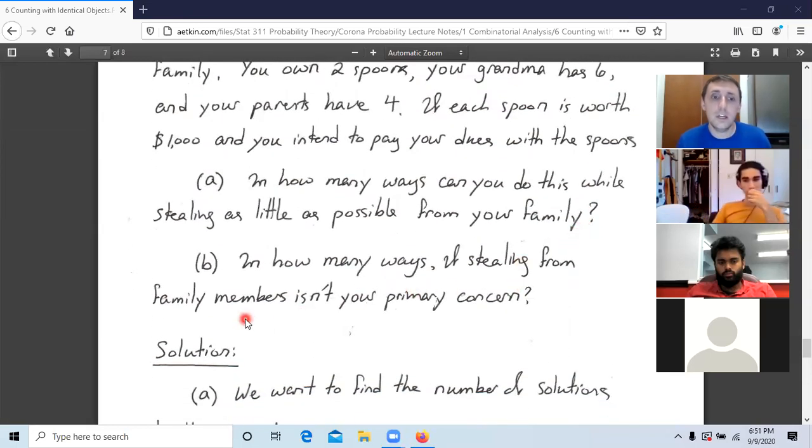And in the next problem, maybe you'll think about it before the next class, right? So here, it is not a priority for you what you take from your family, right? You might take some for yourself. You might give some. So think about what that might mean.